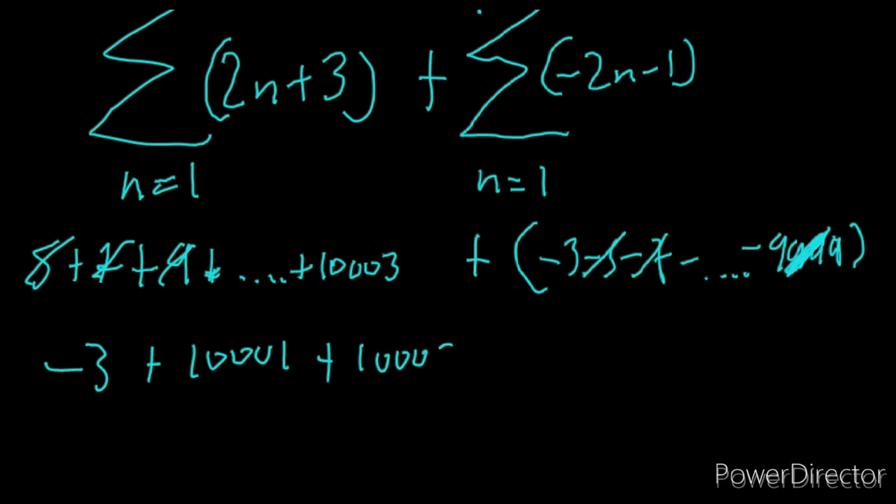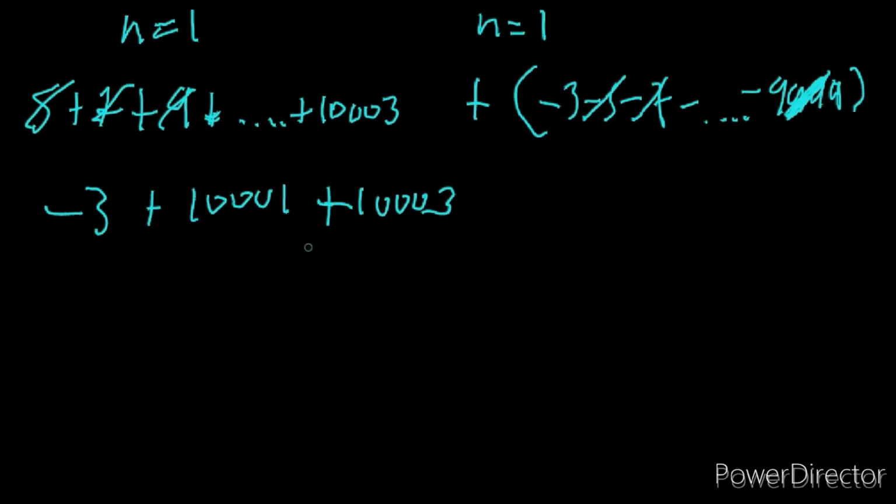So that is what we have. That is the shortcut. When we add this we should get the same answer. That should be 20,001, and there we have it.